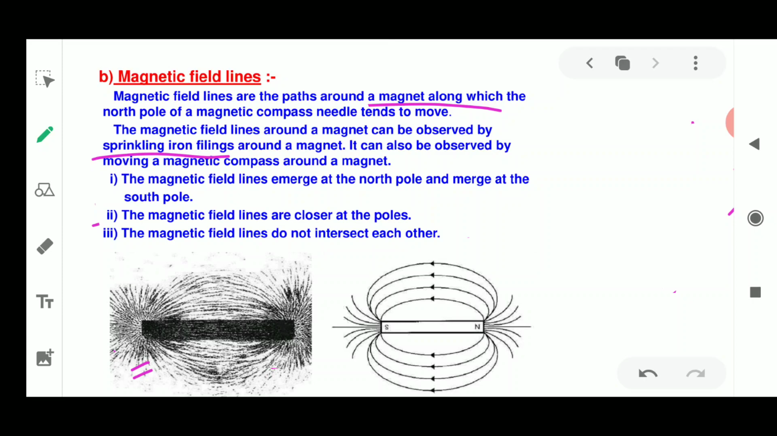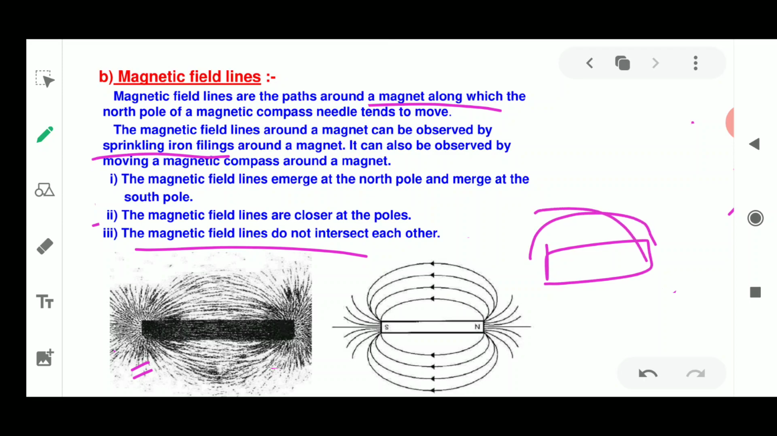These magnetic field lines do not intersect each other. Two magnetic field lines are never going to cross each other. Please remember, they cannot cross each other, so this is a wrong way. Why they are not going to cross each other, I'll tell you in the upcoming slides.